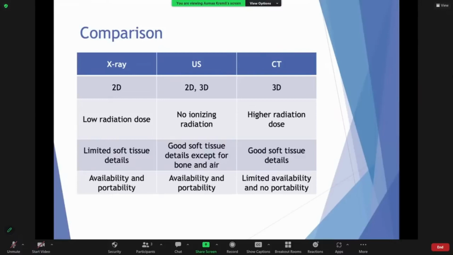The X-rays have limited soft tissue details. Ultrasound has good soft tissue details except for bone and air, as I mentioned. And CT scans show good soft tissue details. Again, X-rays are available and can be portable, as well as ultrasound, which is also available and portable. Whereas CT scans have limited availability and no portability.